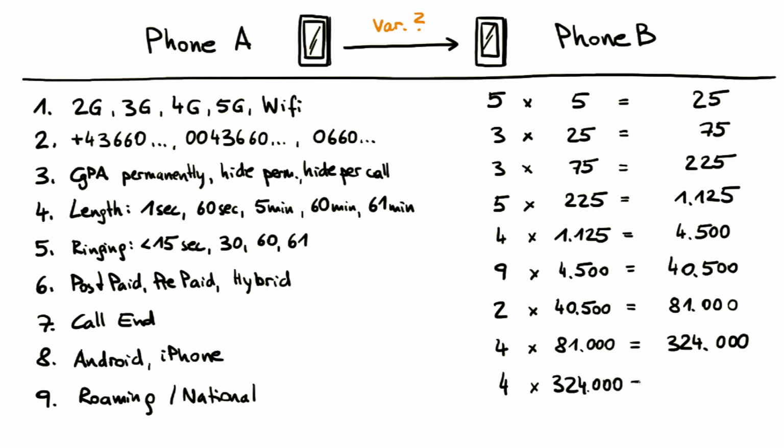324,000 multiplied by 4 is 1,269,000. Unbelievable! So have fun with this calculation and let me know what your conclusion is.